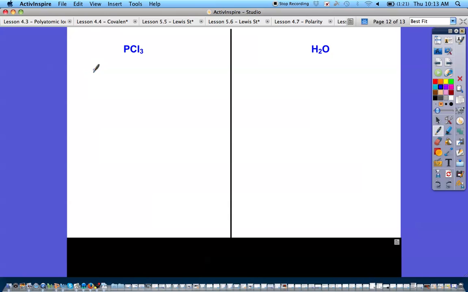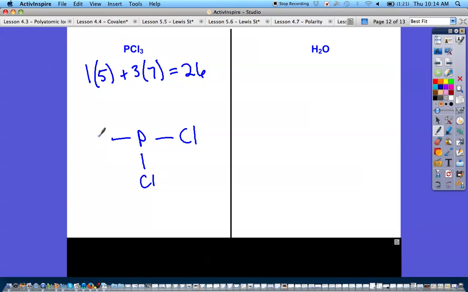And then we have phosphorus trichloride. 1 phosphorus with 5 valence electrons, 3 chlorine with 7 valence electrons gives us a total of 26. Put phosphorus in the center, single bond to all of our chlorines, subtract those 6 involved with bonding from our total. So we have 20. Each chlorine is going to need 6. Phosphorus is going to need 2. So we have 20 and we need 20. So we can just apply the dots to our Lewis structure.